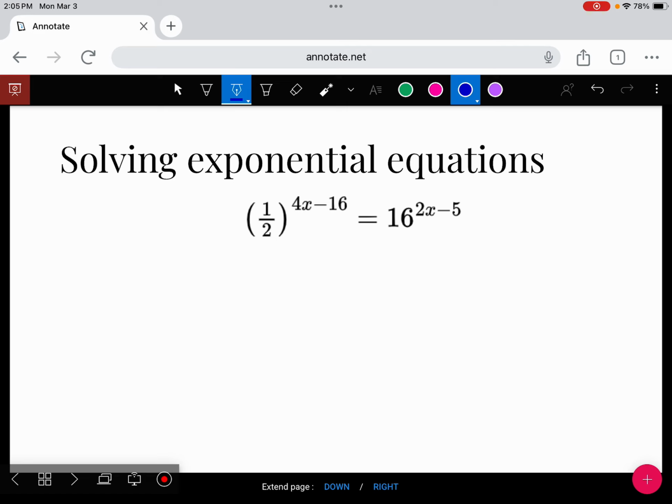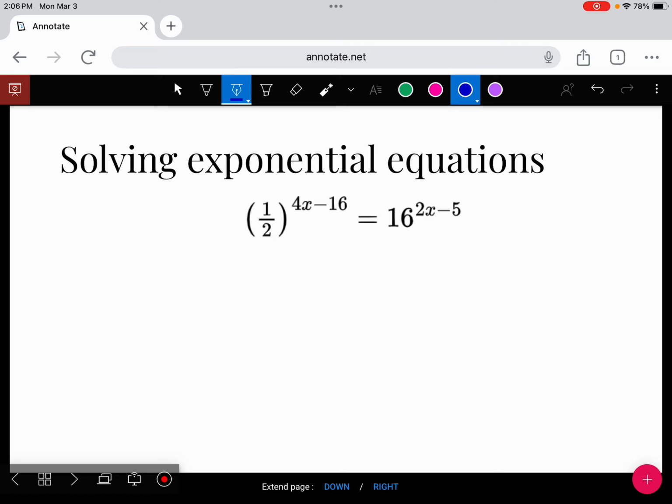See, at this moment, this is what most people do. Last one. We've got one-half to the 4x minus 16 equals 16 to the 2x minus 5. We would like to get everybody to have the same base.